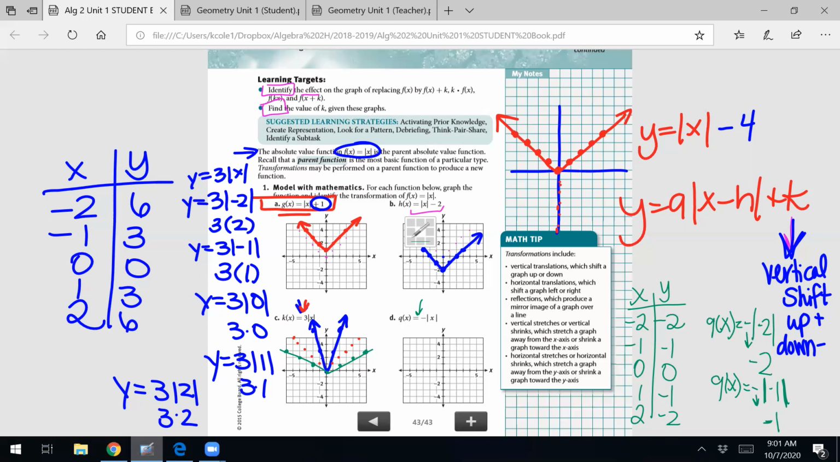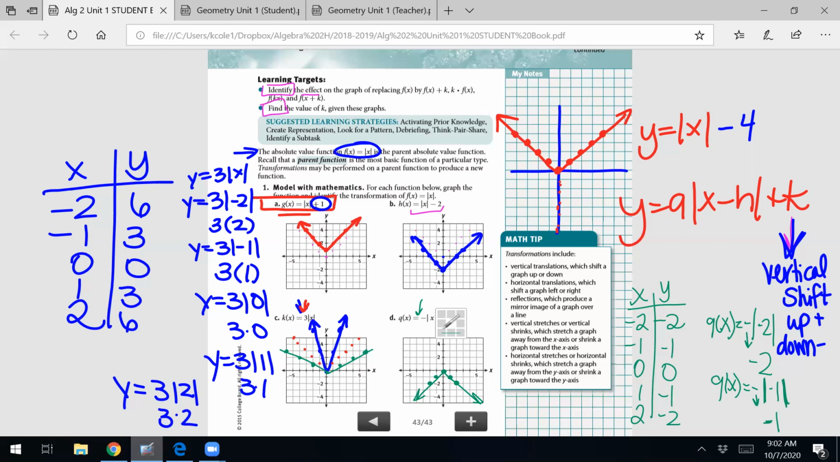So when you graph that, you've got your 0, 0, 1, -1, 2, -2. My pen's being weird. So you can see this time it's going down.